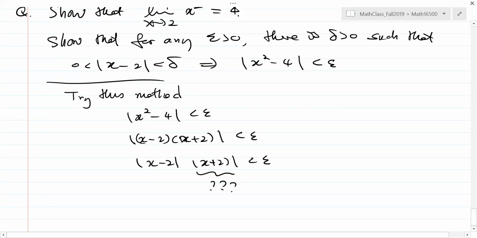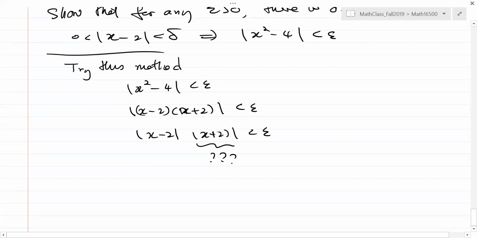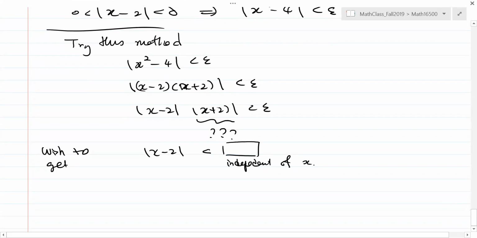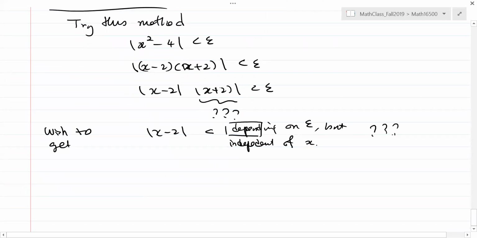I don't want to see that, right? Eventually, I want to get an inequality where absolute x minus 2 is less than something independent of x, depending only on epsilon. But it's hard. This should be depending on epsilon, but independent of x, right? So this is difficult. We give up. We cannot do that. So I'm going to use the second method.